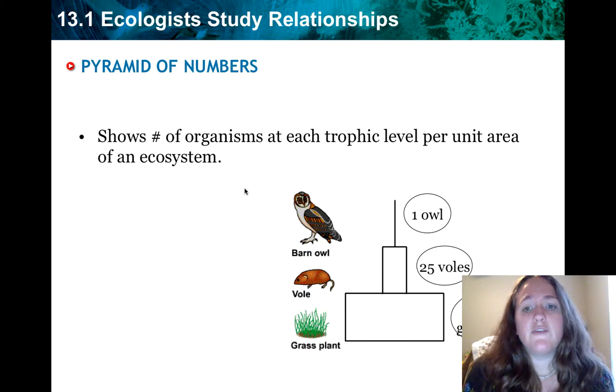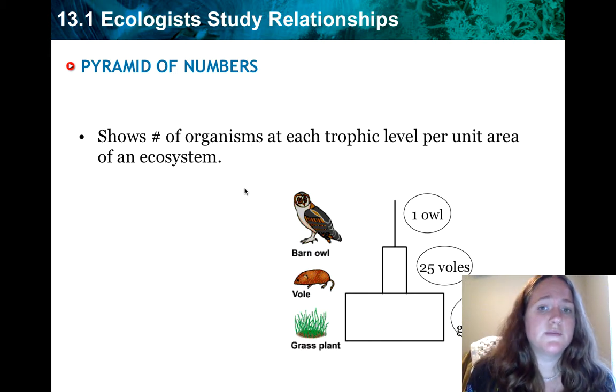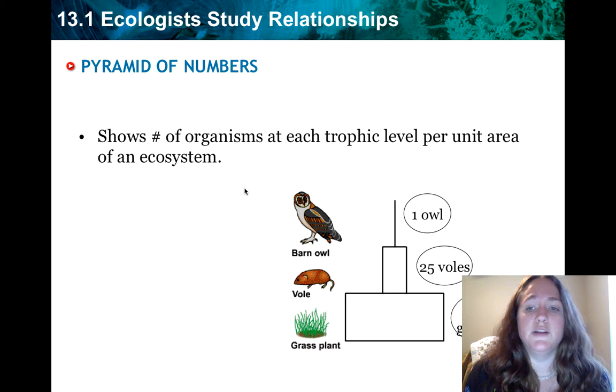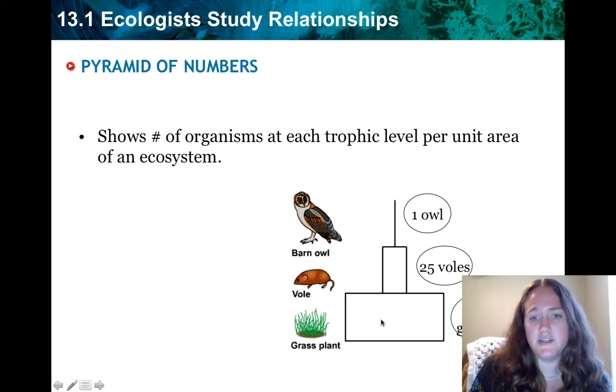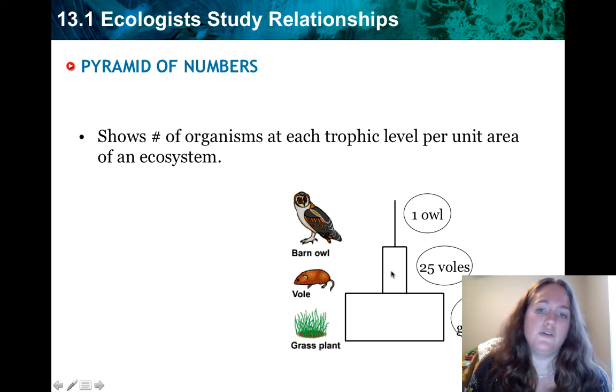So a couple of other things, we have a pyramid of numbers, which shows the number of organisms at each trophic level in an ecosystem. So we have 2,000 plants, we have 25 voles, and then we have 1 owl. Notice it gets smaller as we move up. That's usually how a pyramid works.